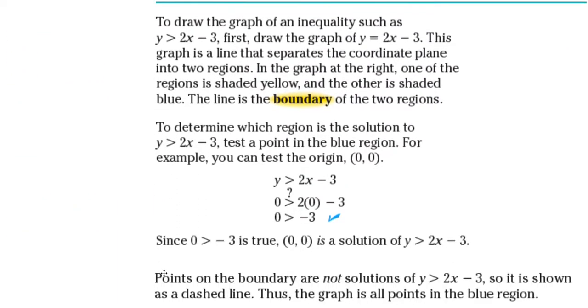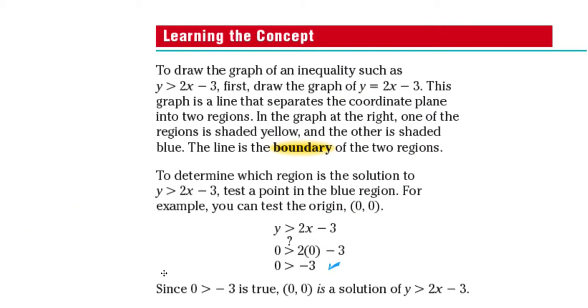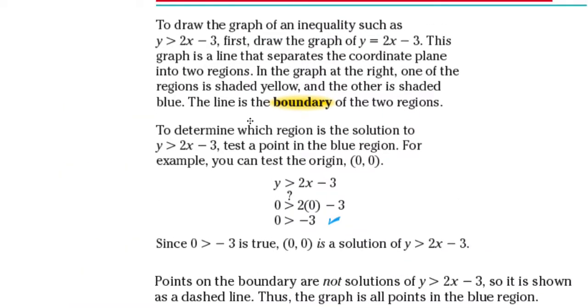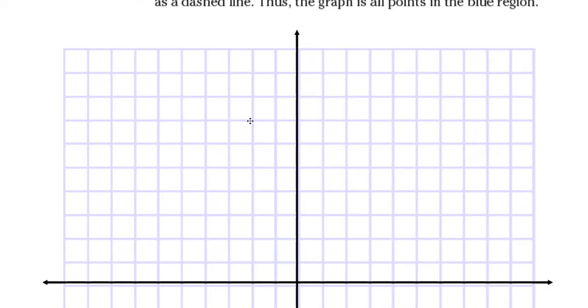Okay, so let's learn the concept of inequalities. To draw the graph of an inequality such as y greater than 2x minus 3, first draw the graph of y equals 2x minus 3. This graph is a line that separates the coordinate plane into two regions, two half planes. We're not doing the graph at the right, we're doing the graph at the bottom.